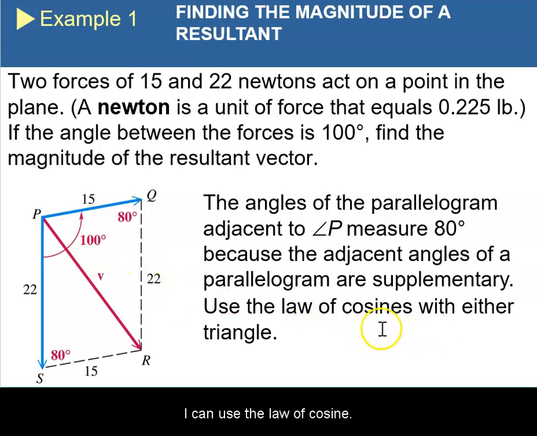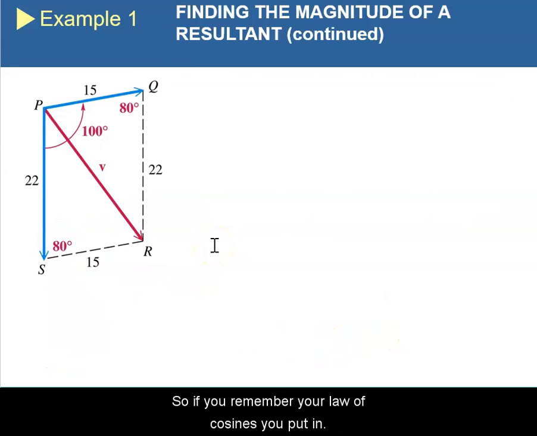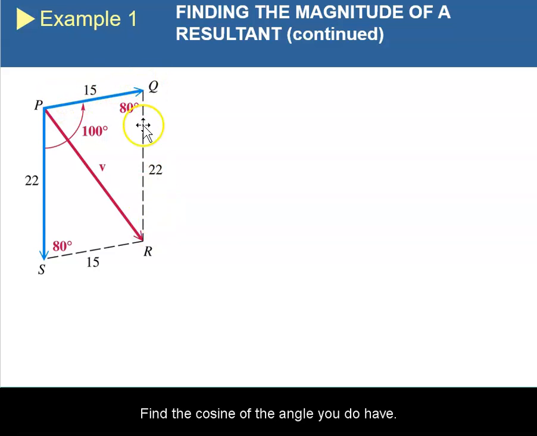So I can use the law of cosines here with either of these triangles. If you remember your law of cosines, you put in the lengths of the sides and you square them. This could be a, this would be b, and then you find the cosine of the angle you do have, right?